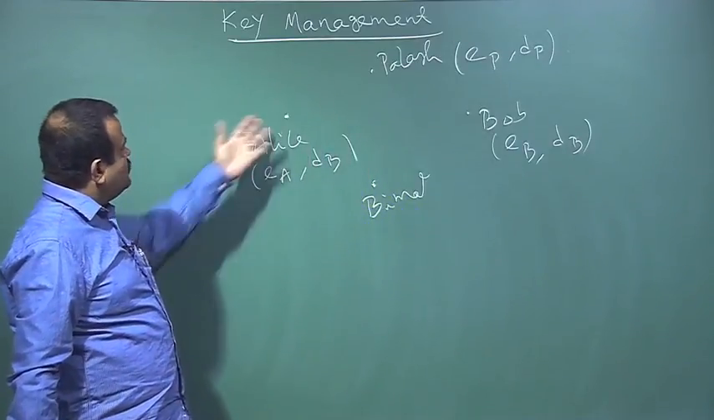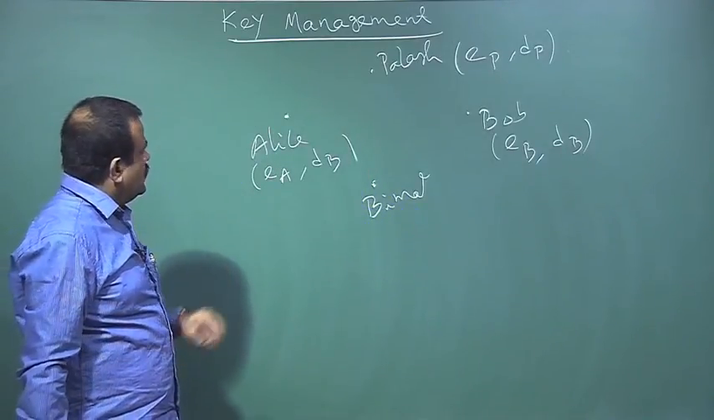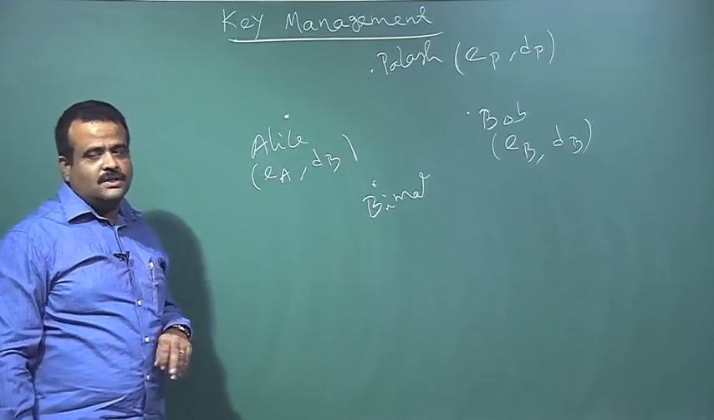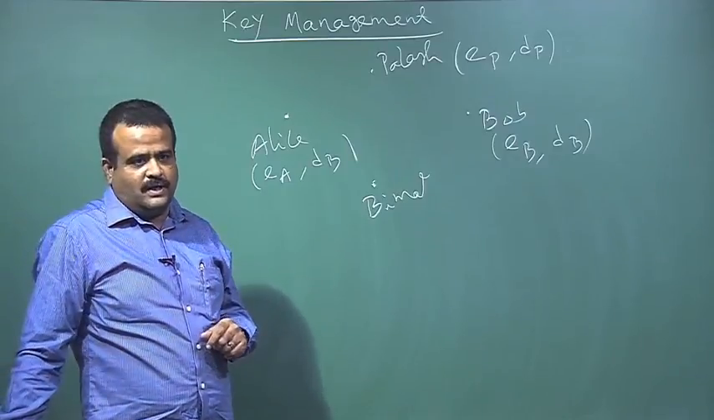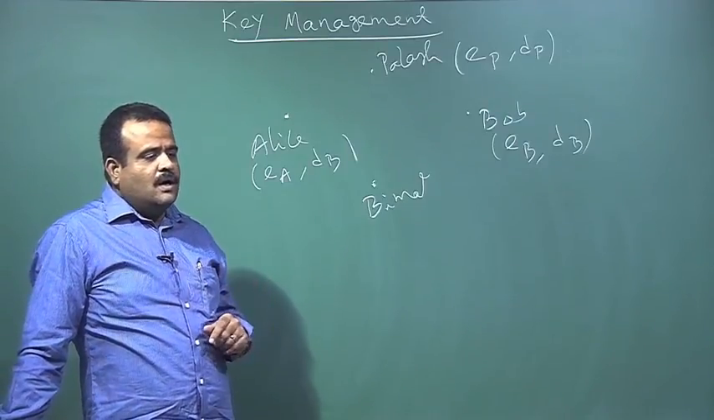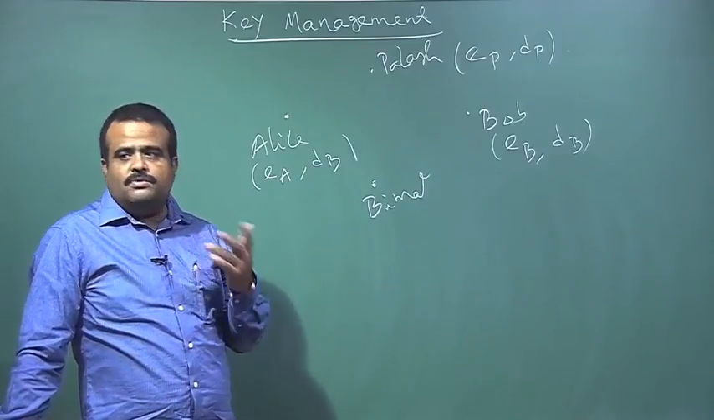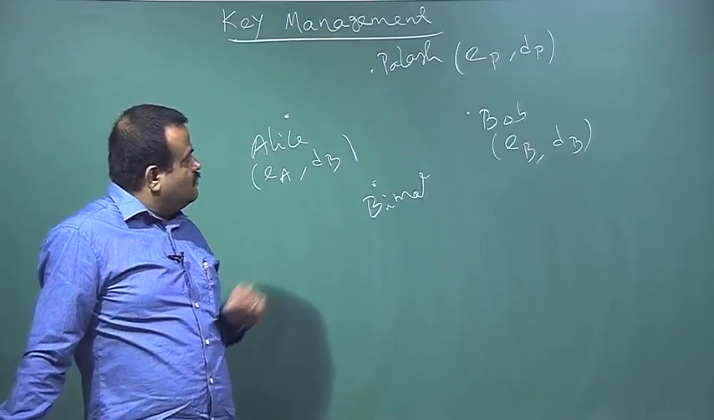And now suppose Alice wants to send a message to Palas. So Alice has to get Palas public key. So now the question is how Alice will get Palas public key. This is a part of the key management. How we distribute the public key, that is one issue.